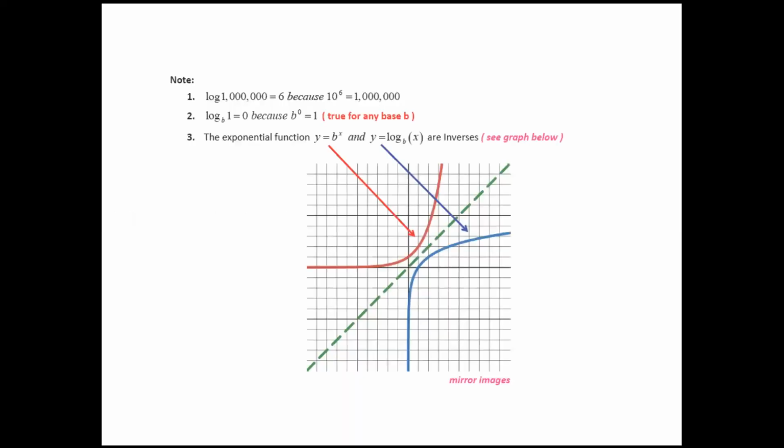Let's make some notes here. Therefore, when we say log of 1 million, we mean base 10. And we're asking, what exponent do you raise 10 to in order to get a million? And the answer is 6. Okay, so the log of 1 million is 6.